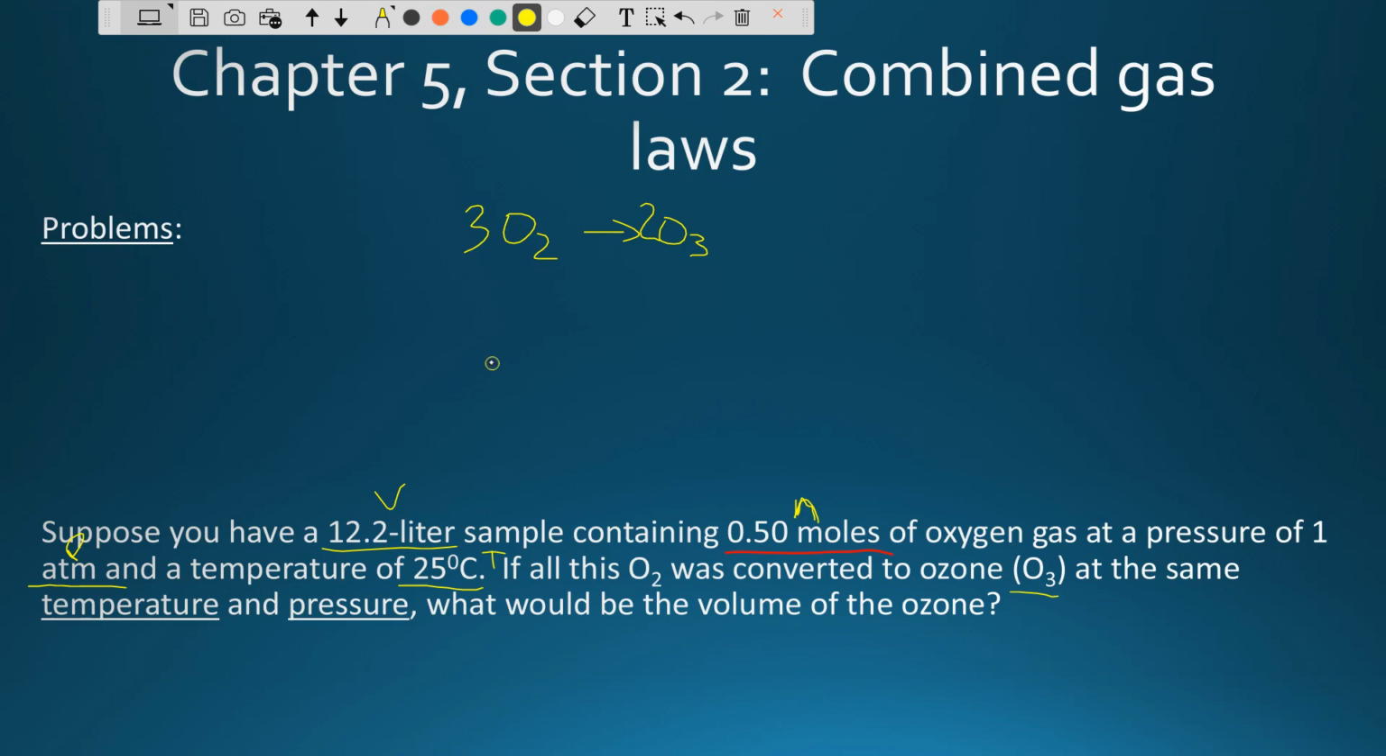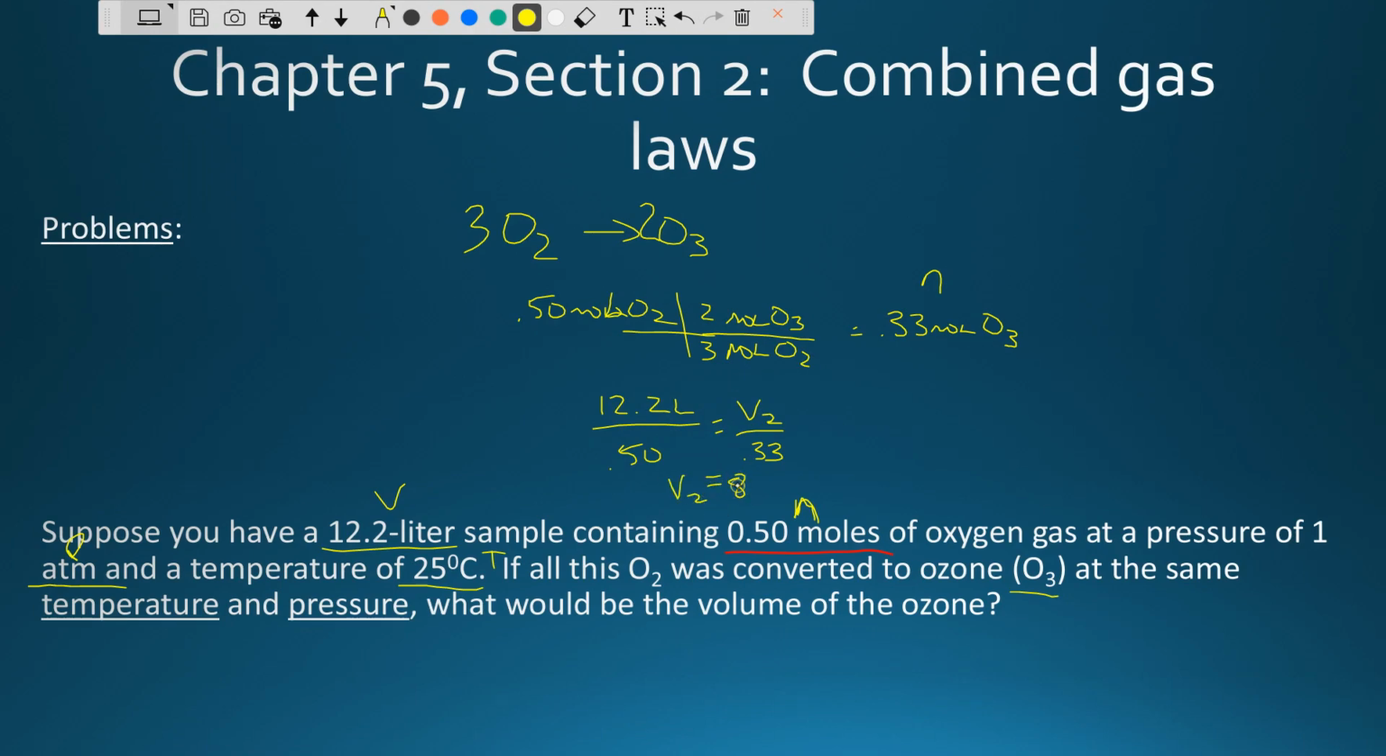Okay, so if I do that, I'll end up with 0.50 moles of oxygen. And I need to convert my moles of oxygen into moles of ozone because that's what the question is regarding. So with the 3:2 ratio, I end up with 0.33 moles of ozone, okay? That's the end value I need to be working with. Now, I can do this one of two ways. Since my pressure and my temperature are going to be the same, I could go 12.2 liters of any gas, and I started at 0.5 moles, and that's going to be equal to V2 of 0.33 moles. My V2 in this case would end up being 8.1 liters.